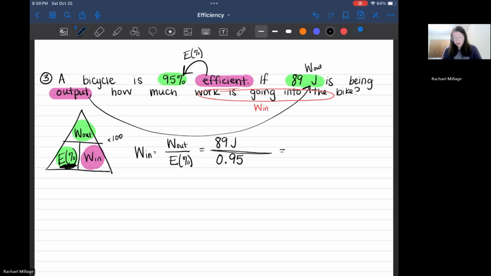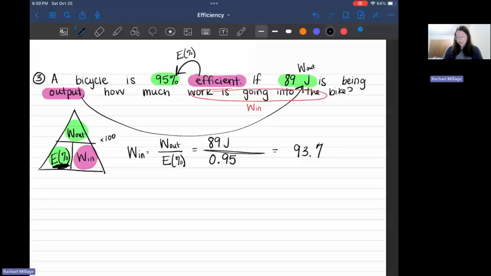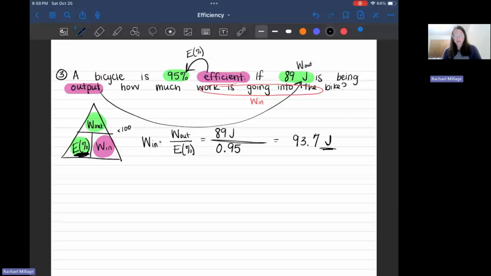93.7. What are my units for work? My units for work are joules. So my answer for this problem is 93.7 joules.